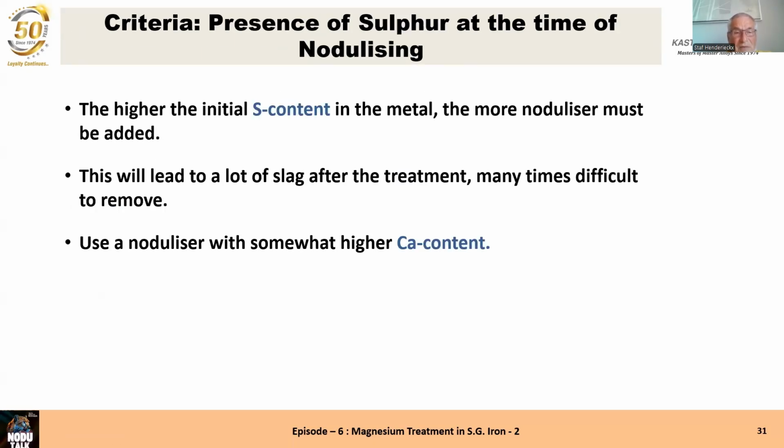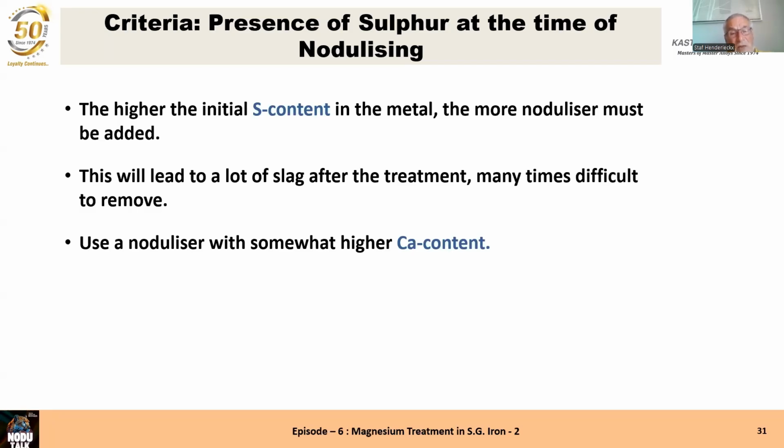The higher the initial sulfur content, the more nodulizer must be added. And this will lead to a lot of slag after treatment, which is difficult to remove, because the slag has to float up and will come quite some time after the treatment is already finished. How can you decrease that amount of nodulizer a little bit? If you use a nodulizer with a higher calcium content, you can decrease the amount of ferrosilicon magnesium you have to add.